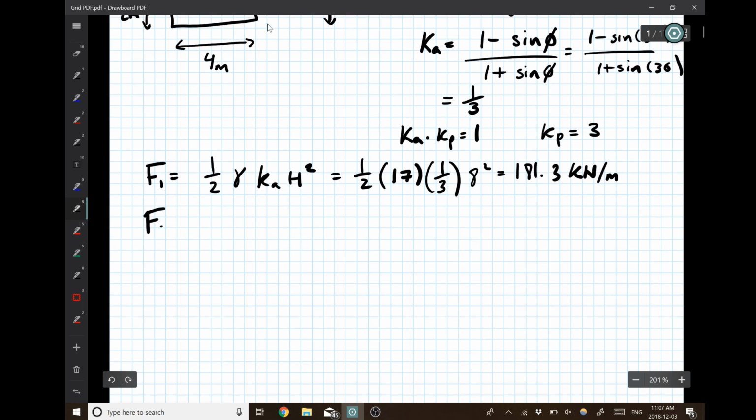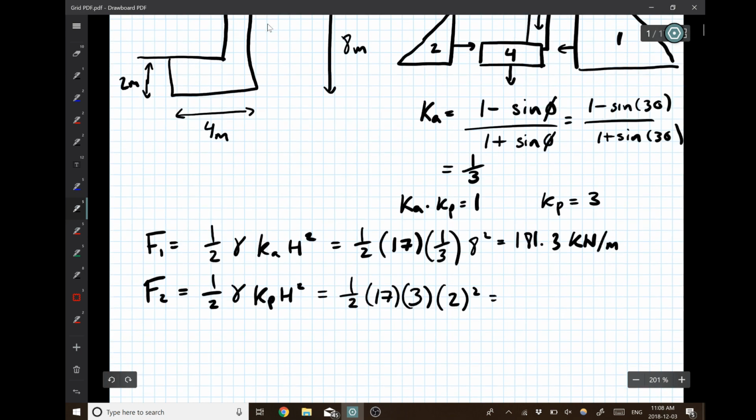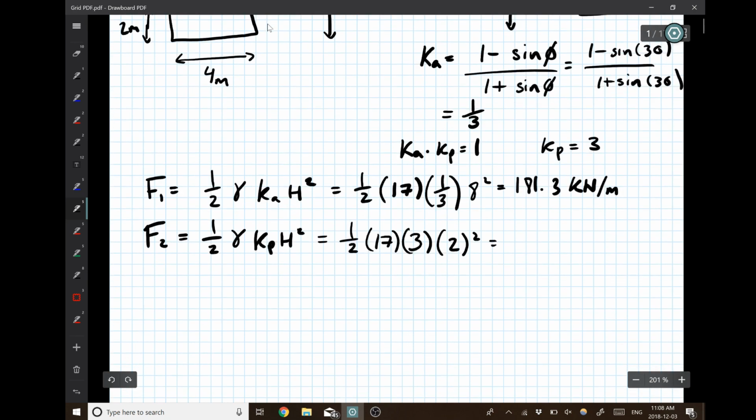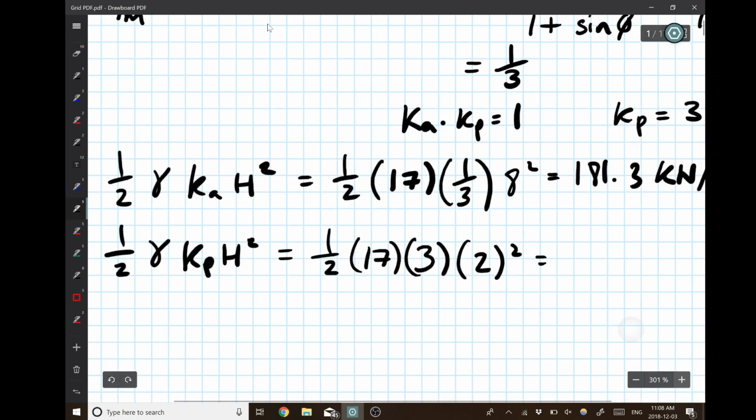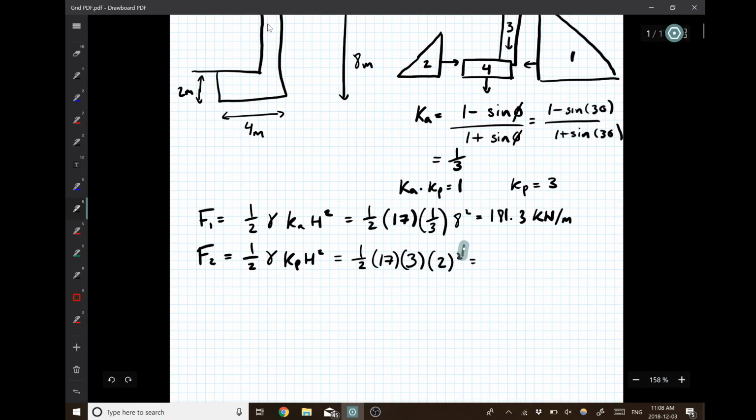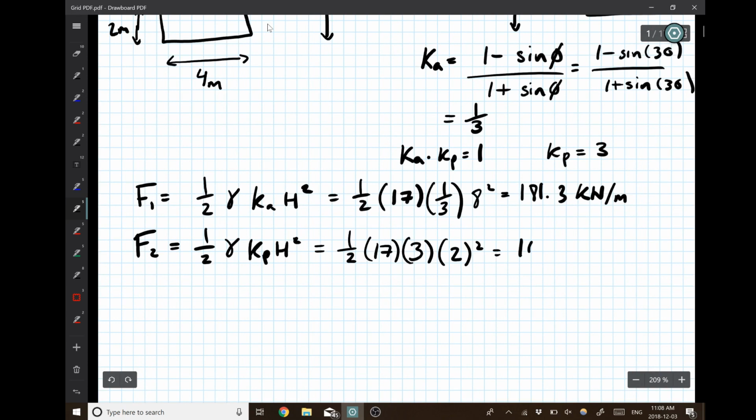Our F2 is 1/2 gamma Kp h squared, which is 1/2 times 17, our unit weight. Kp is 3, and our h is 2 meters squared. Because if we look, we know that for our passive force, the height here is 2 meters, which gives us 102 kilonewtons per meter.